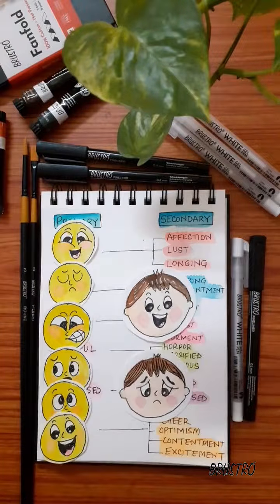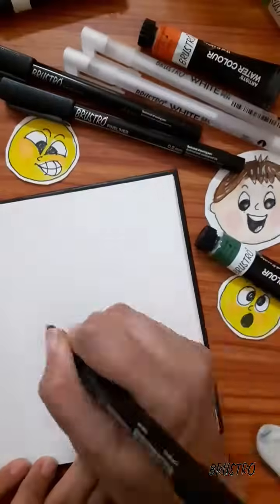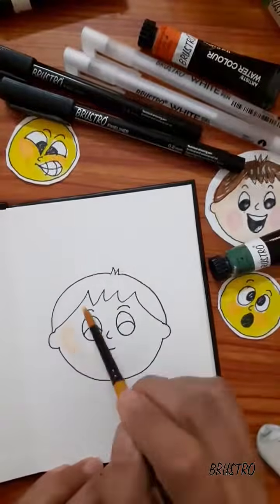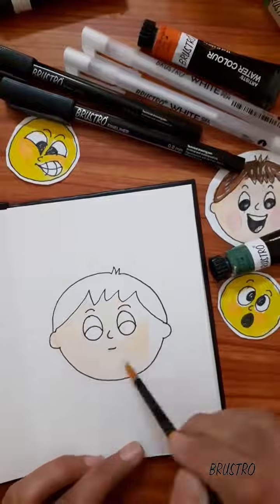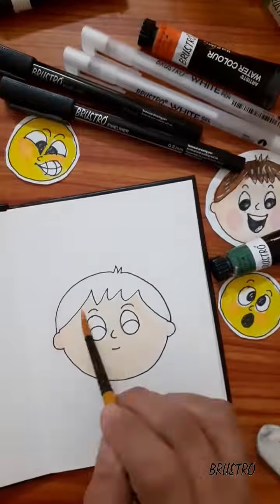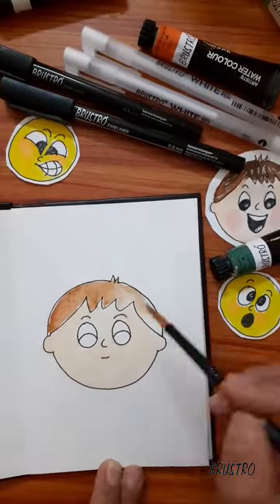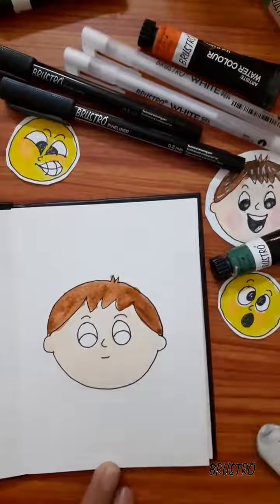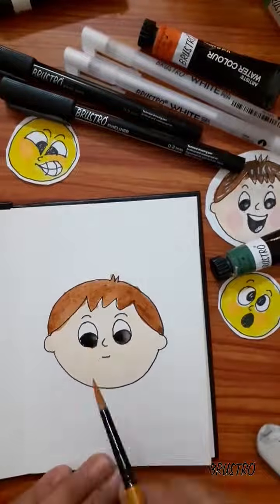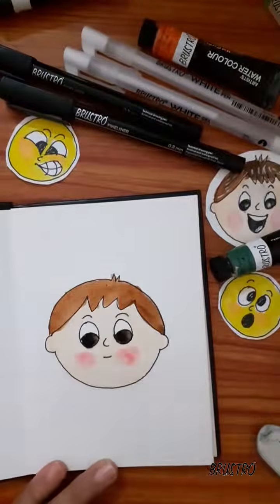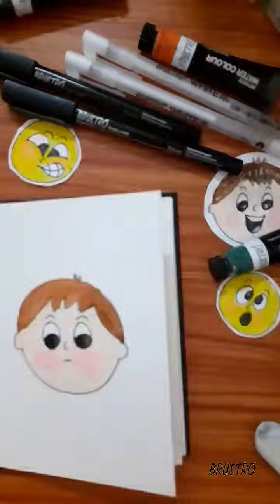Now let's get started. I'm starting with a neutral expression. This is the natural state of the face where all muscles are relaxed. I'm using the Brustro Fine Liners for making the outlines, and I'm also using the white gel pens for highlights.